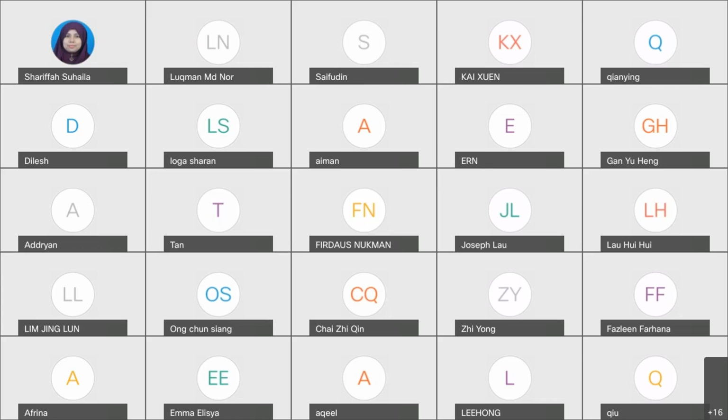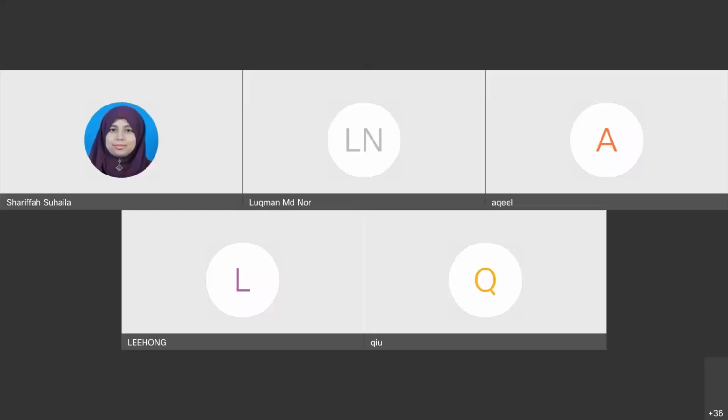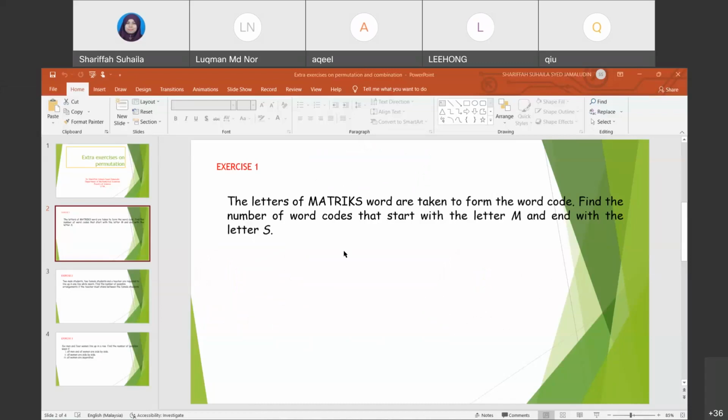For example, it is also mostly on the permutation concept. Okay, maybe you can screenshot this question. Let's say the letters of the word MATRIX are taken to form the word food. Find the number of words that start with the letter M and end with the letter S. So this is also one type of question. You screenshot first, later you all can do it, and then you can share the answer in the Telegram.